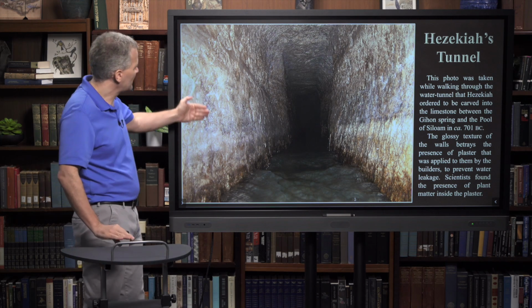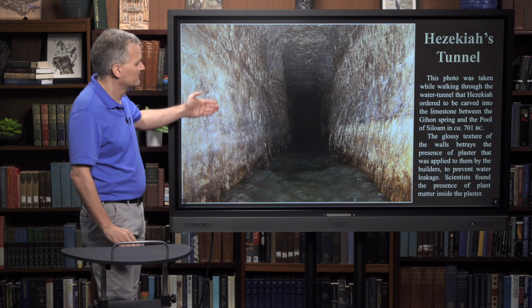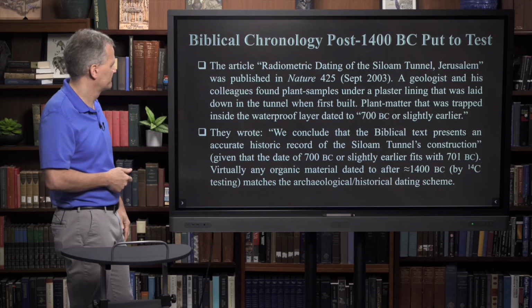And this glossy texture that you see here on the walls betrays the presence of plaster. And so that plaster, of course, had to be put there at the very time that the tunnel was carved. Otherwise, water would have leaked out in antiquity and never would have stopped leaking out. So a plaster prevents any kind of leakage.